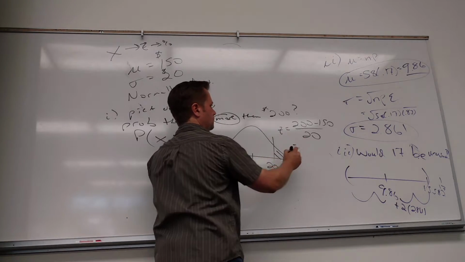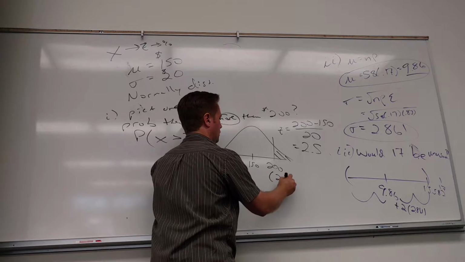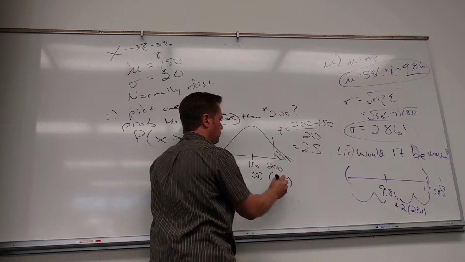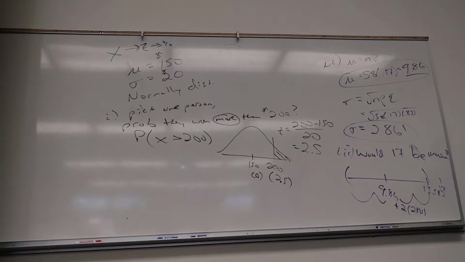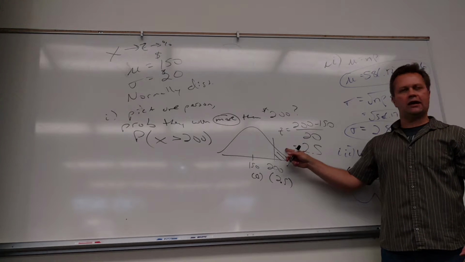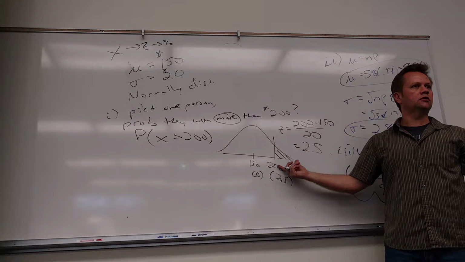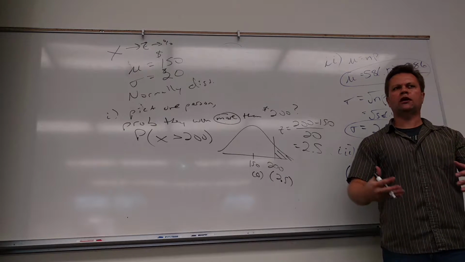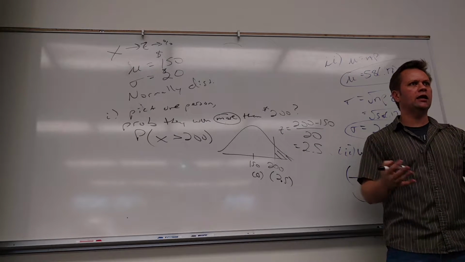So what's that become? 2.5. Okay, 2.5. So when I look up 2.5 in my Z-score chart, 2.50, I get 0.9938. Now, I still have people that just put 0.9938 here. Does it make sense this is 99% of the picture? No, so that's why it's important to know how to draw the picture correctly. It should not be that big of a deal, but it is just a quick visual check. That can't be the end.